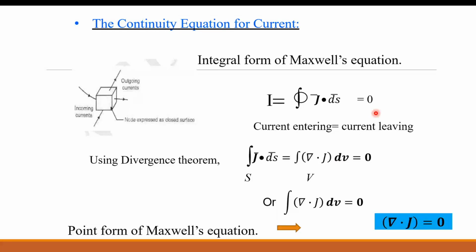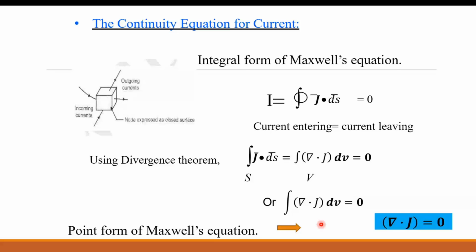So we can write del dot J dv is equal to 0, but dv does not become 0. So what we can write is del dot J bar is equal to 0. This is called the point form of Maxwell's equation derived from the continuity equation. And what is it? Divergence of current density, del dot J bar, is equal to 0.